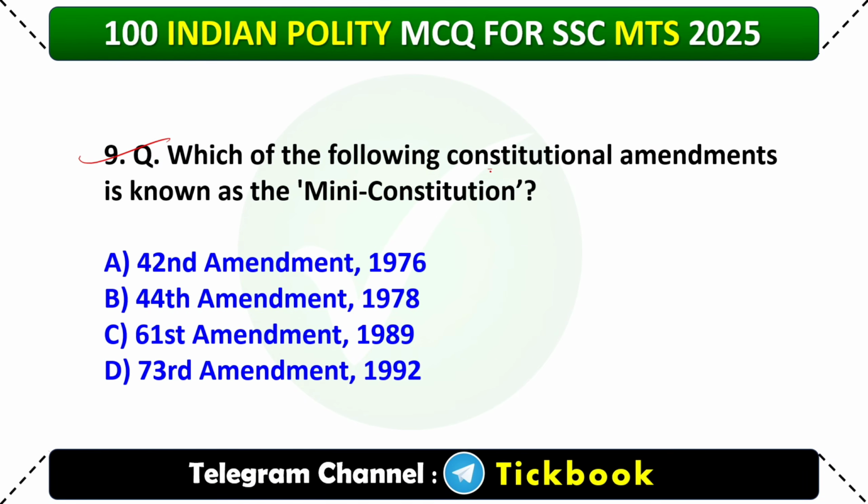9. Which of the following constitutional amendments is known as the mini constitution? Option number A is the correct answer, 42nd Amendment Act 1976.